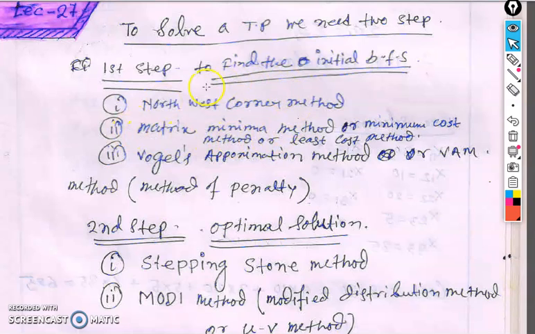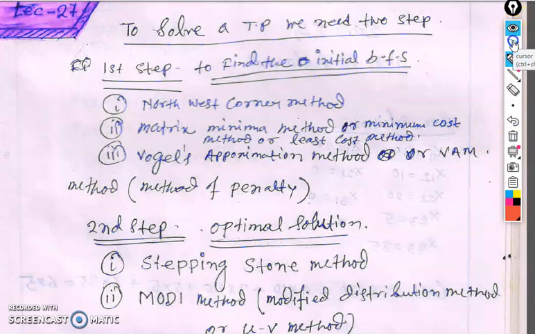You can find the initial basic feasible solution using many methods, but according to our syllabus we will discuss only three. One is the northwest corner method, another is the matrix minimum method, also called the minimum cost method or least cost method. Another is the Vogel approximation method, known as the VAM method. It's the most valuable method for finding the initial basic feasible solution.